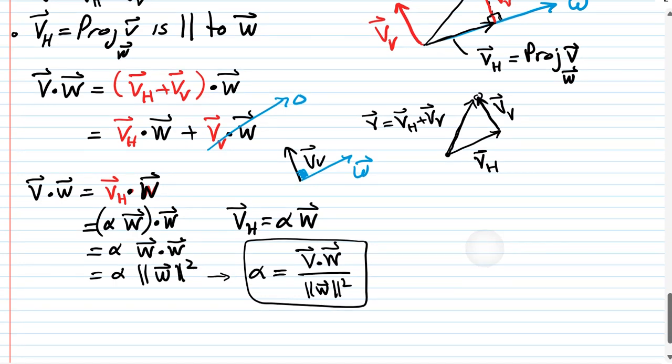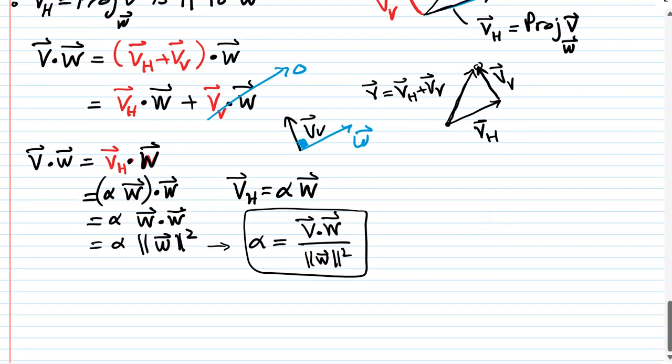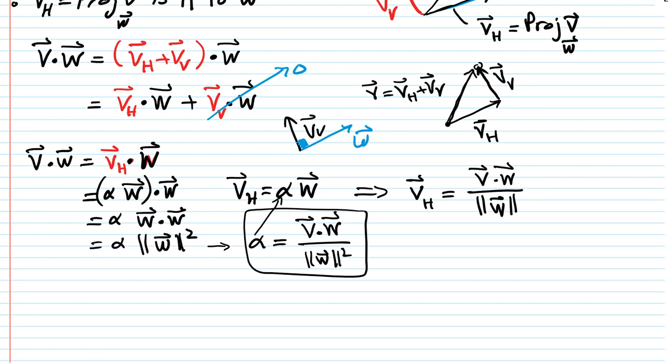All right, and we're almost done with this. We're going to bring it home. So right in here, in fact, I'm going to substitute for alpha in here. Therefore, we can say that the horizontal component, remember that is the projection, is given by V dot W over magnitude of W squared, that's the alpha part, times vector W. True? There you go. Here's your alpha. Now, what else? Well, that should be it. That's it.